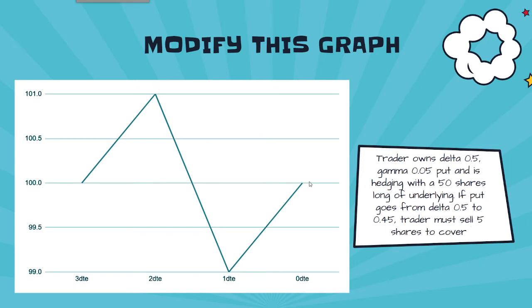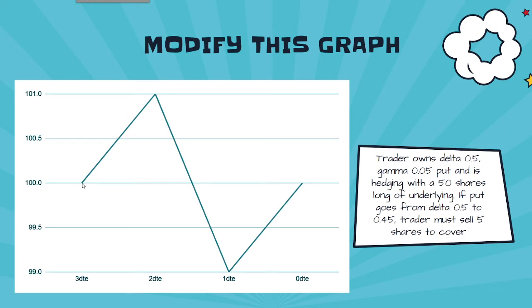And the same thing with puts. If you're in a delta 0.5, gamma 0.05 put, if you own a put, to hedge that put you're going to be long 50 shares, because a put is a bearish position when you own the put. So you need to have a long position to remain neutral. Let's say you own the 100 strike and it's at 0.5.